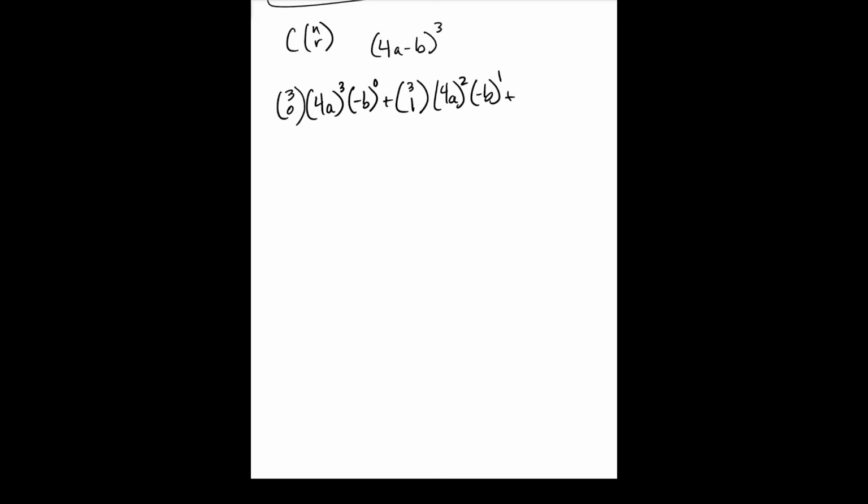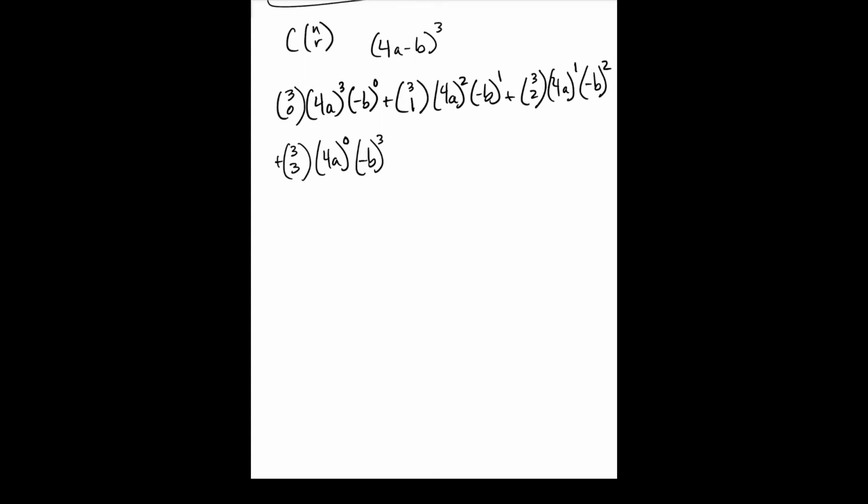Okay, and now for my second term, so that's n choose r, which in this case will be 2. So that's 4a to the first, and negative b to the second. And then my last term will be plus n choose r, which is 3. And so now I know I'm done. When those two numbers are the same, I know I'm done. So my a term raised to the 0 power, and my b term raised to the third power.